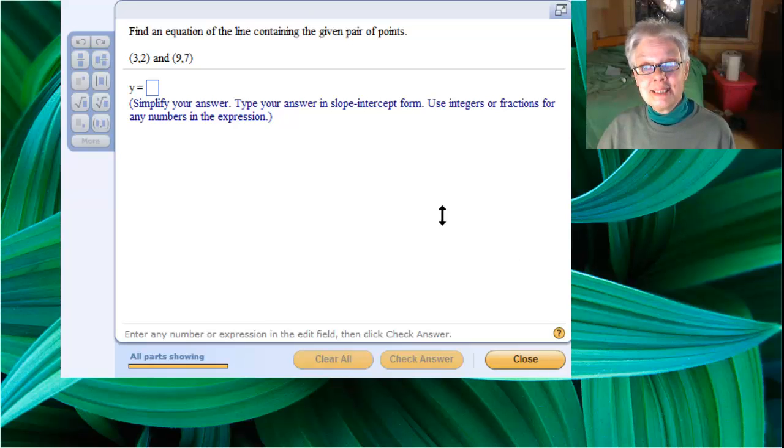Okay, here we go. Let's find the equation of the line containing the given pair of points, (3, 2) and (9, 7). We'll give the equation of the line in slope-intercept form, which is y equals mx plus b.